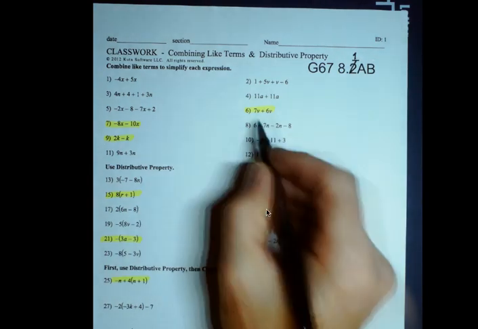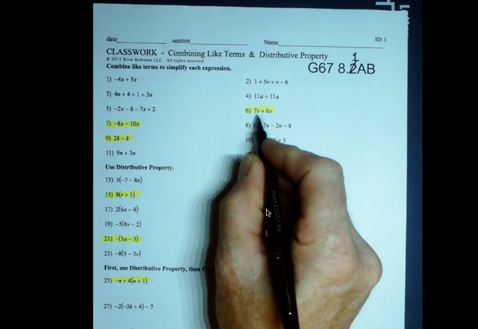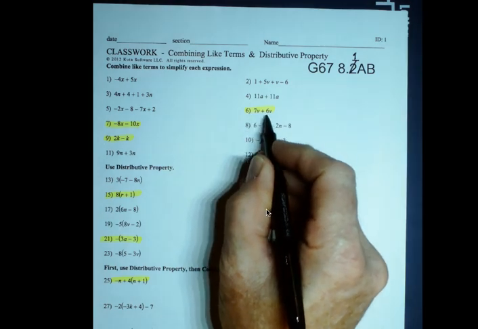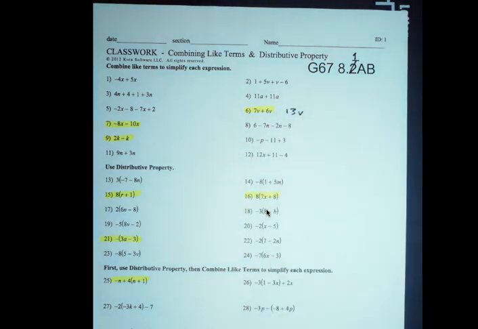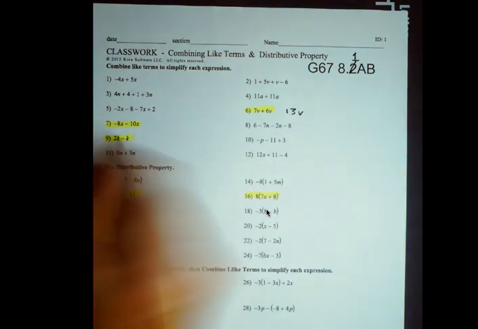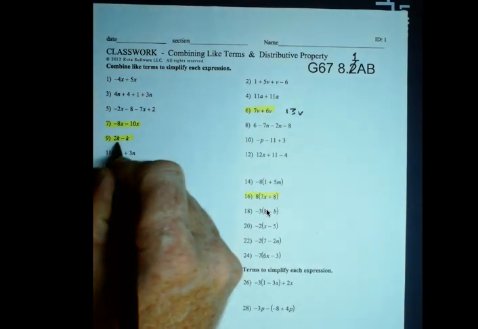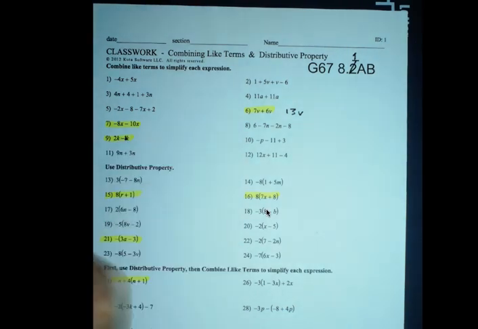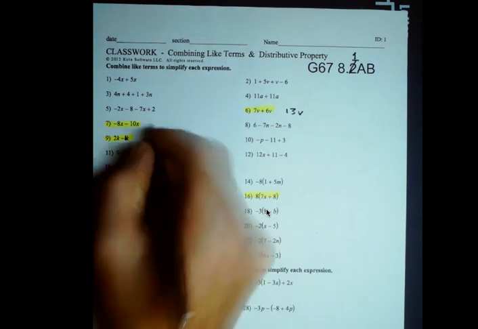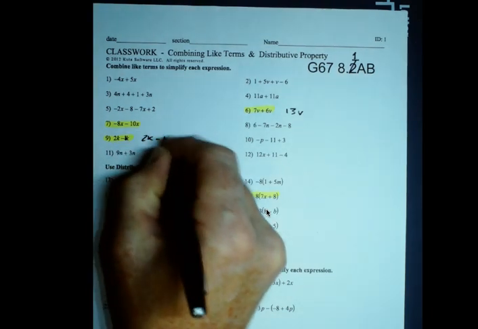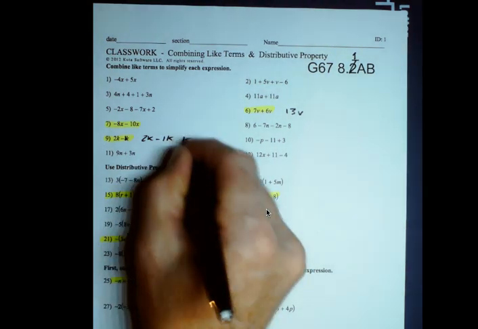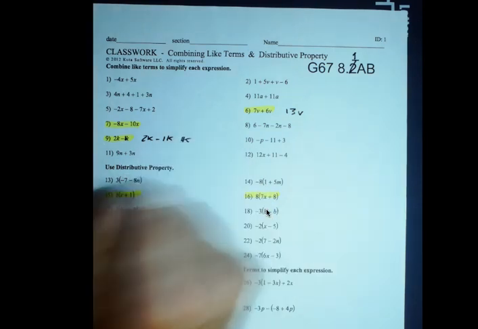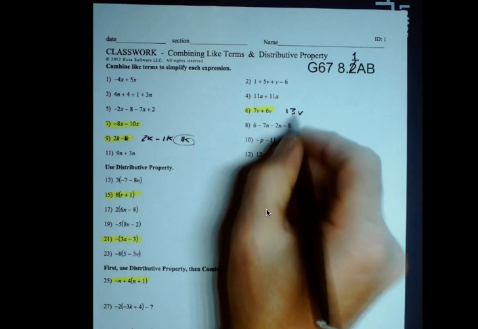Okay, combining like terms. Here we have 7V plus 6V. All you need to do is add those numbers, 7 plus 6, and that's 13. And it's actually 13V because you have 7V's and you have 6V's. Take a look at this one. You have 2K, and you're taking away 1K, or 2K minus 1K. Well, you've simply got a K left over, or 1K. However you want to put it. Either way is fine with me.